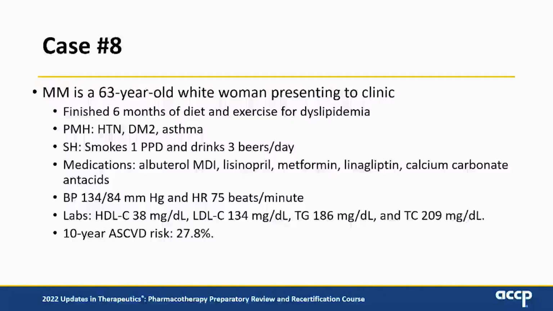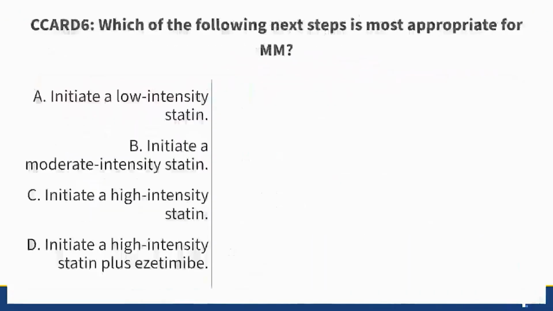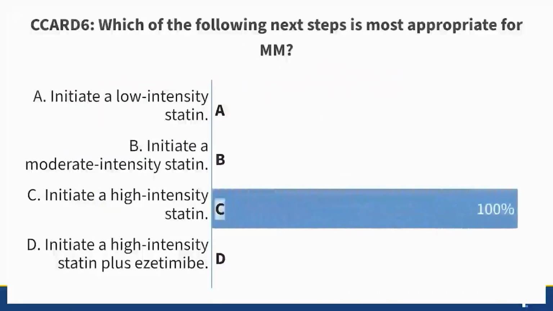Her blood pressure is 134/84, and her heart rate is 75. You check her labs, you note an LDL-C of 134 on her lipid panel, and you calculate her 10-year ASCVD risk, find it to be 27.8%. So which of the following next steps is most appropriate for this patient?